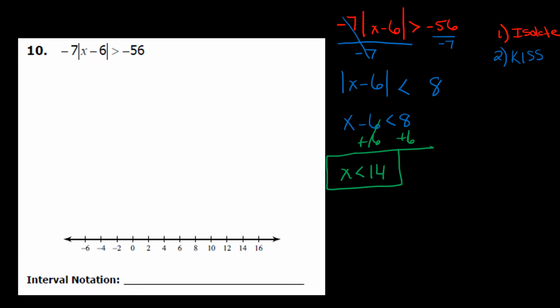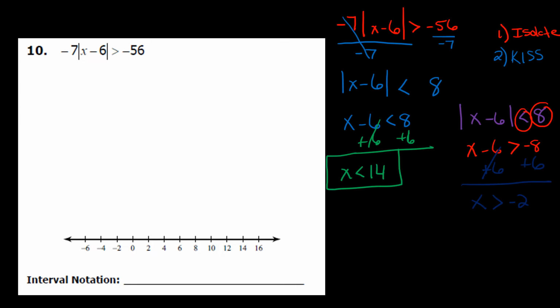For our KISS method, we start off with the same absolute value, x minus 6 is less than 8. But when we apply the KISS method here, we keep what we first start off with, what's inside the absolute value, which is the x minus 6. And then we switch the inequality symbol, and we're switching this 8 to a -8. And this is here what we're going to go ahead and solve. So to get x by itself, again, we add 6 to both sides. And we get x is greater than -8 plus 6, which is -2.